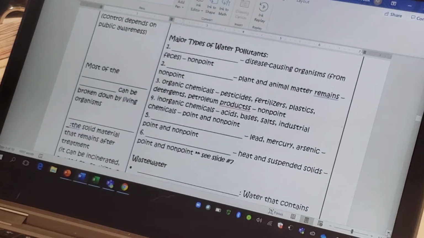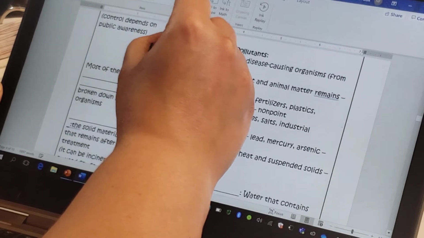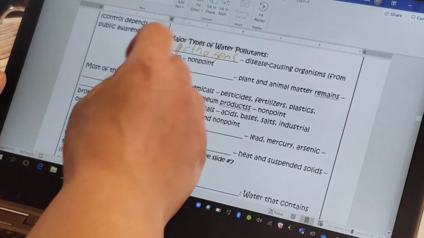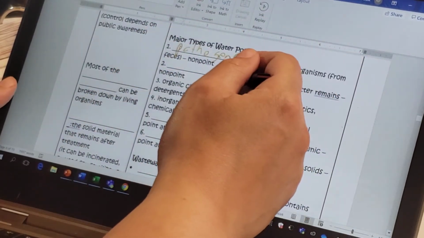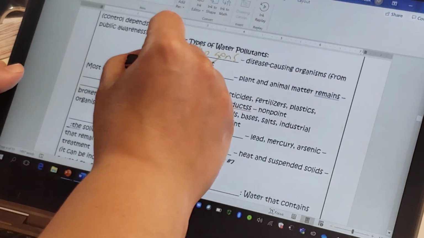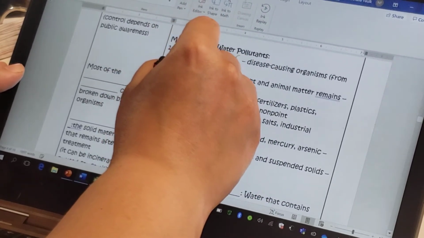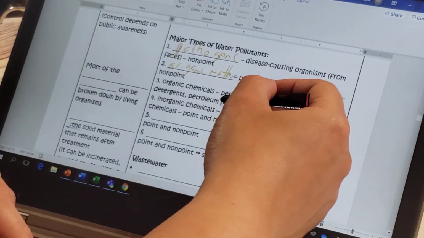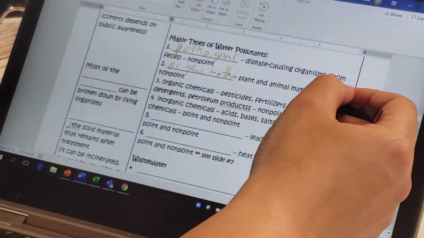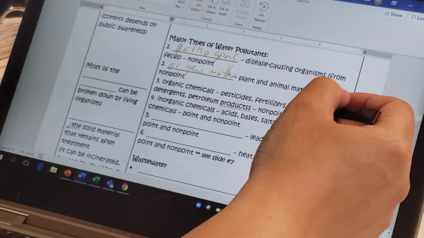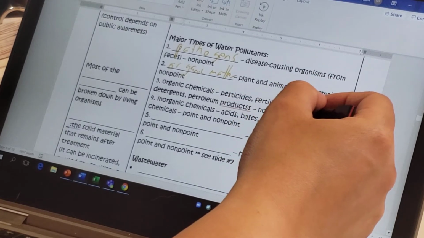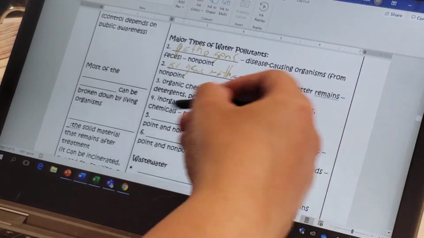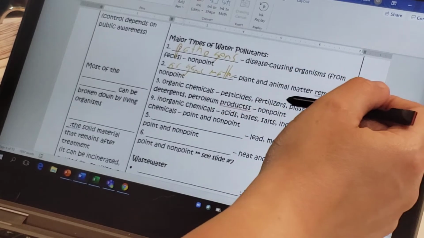Major types of water pollutants. Pathogens. I need you to know about a pathogen. Remember, those are disease-causing organisms, mainly from fecal matter, feces, poop. Okay, that's a non-point. Number 2, organic matter: plant and animal matter that remains. That's a non-point. Organic chemicals, pesticides, fertilizers, plastics, detergents, petroleum products. Those are all non-point sources. Inorganic chemicals, that's your acids, your bases, your salts, industrial chemicals, those are point and non-point.